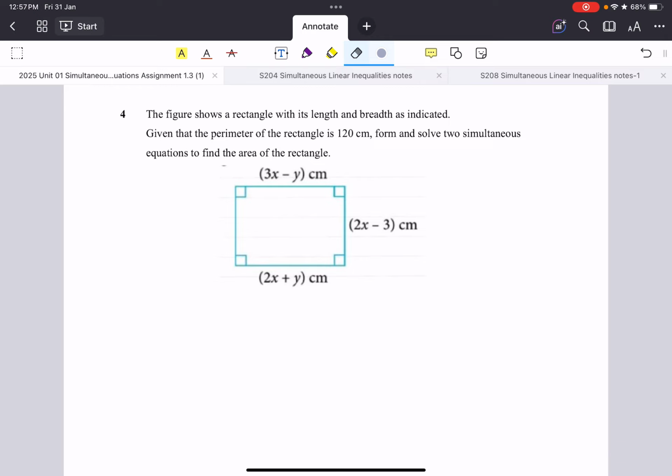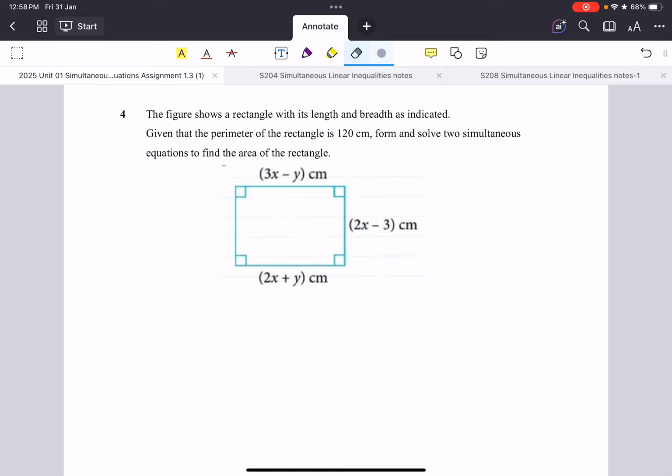Okay, right, now let's move on. Next example, we have a figure here that shows a rectangle with the length and breadth indicated. Given that the perimeter of the rectangle is 120 centimeter, form and solve two simultaneous equations to find the area of the rectangle. So what can we do here?